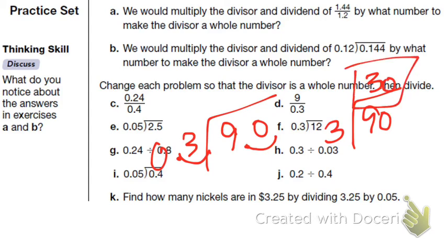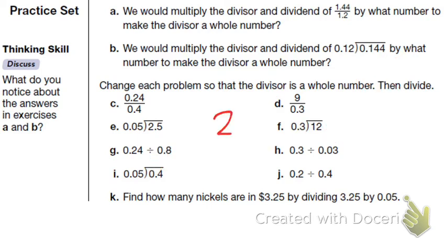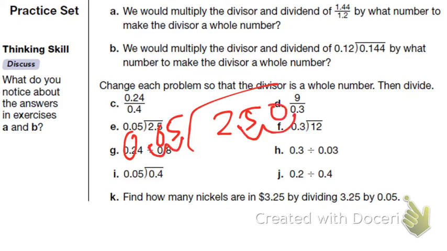Okay, the last one I'm going to do is letter E. It says 2.5 divided by 0.05. So again, we have to have the divisor as a whole number. So if we go over 1, 2, 1, 2, we have to add on that 0 for a placeholder. So our new problem is 250 divided by 5, which is 50.